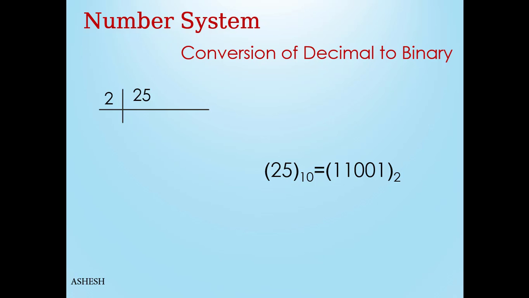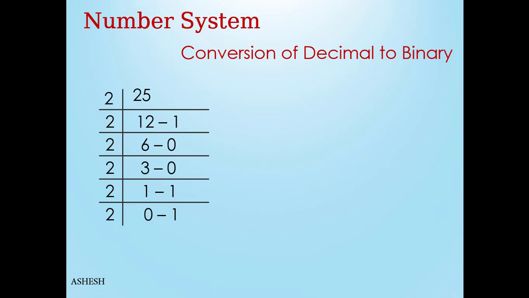Here is our decimal number 25. Okay, do it yourself. What will be the binary number? I think you have completed. Okay, let's see. 25 divided by 2, the quotient is 12 and remainder is 1. 12 divided by 2, quotient 6, remainder 0.